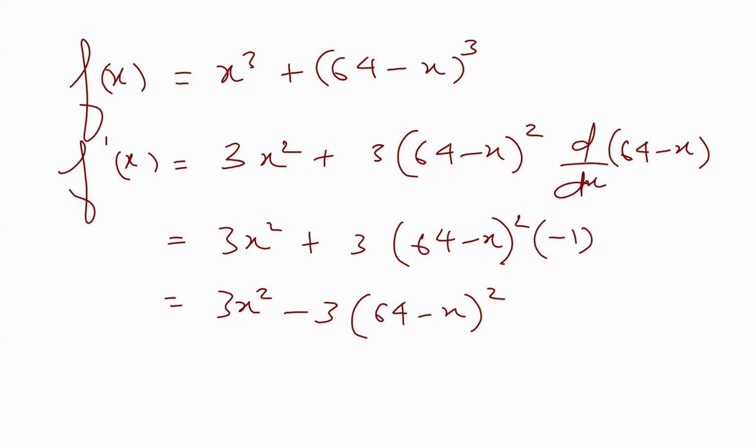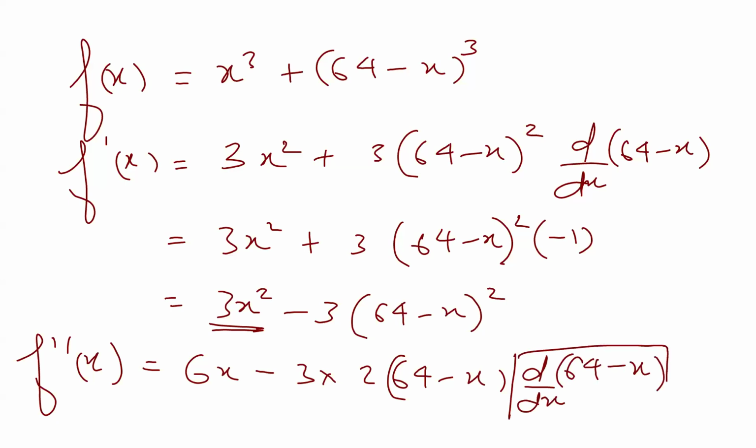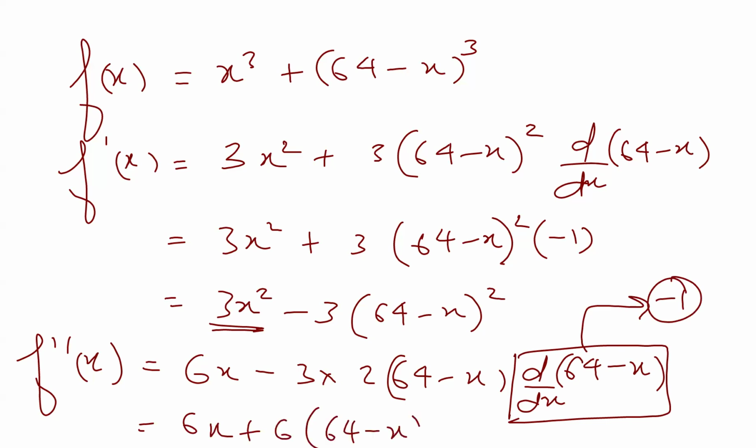Okay. So this is f dash x. I'll go ahead with f double dash x. Derivative of 3x square is 6x. Okay. 3 will go outside into 2 into 64 minus x, dy dx of 64 minus x. Now dy dx of 64 minus x will be minus 1. So minus minus will be plus 6x plus 6 into 64 minus x. Right?